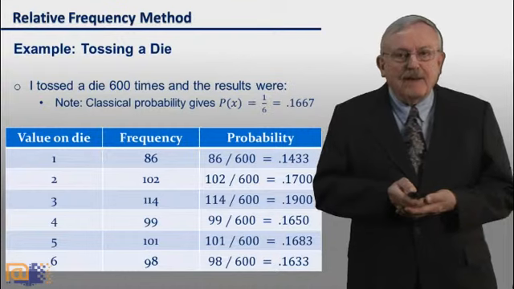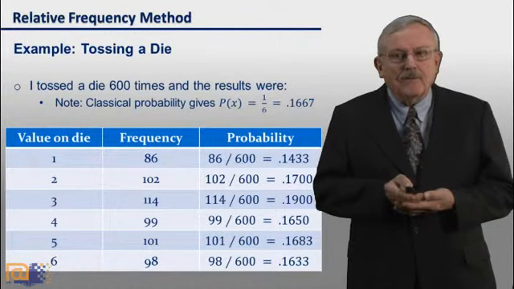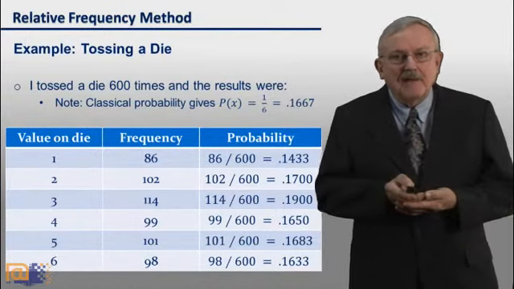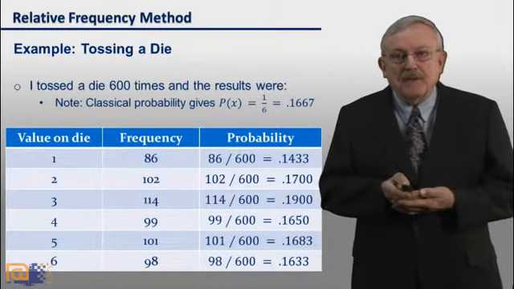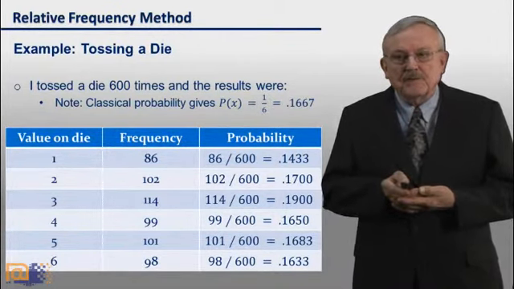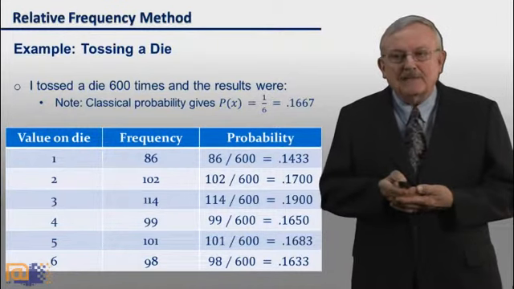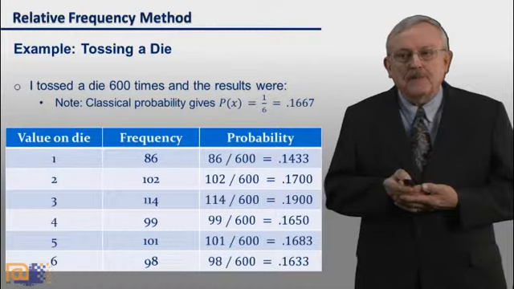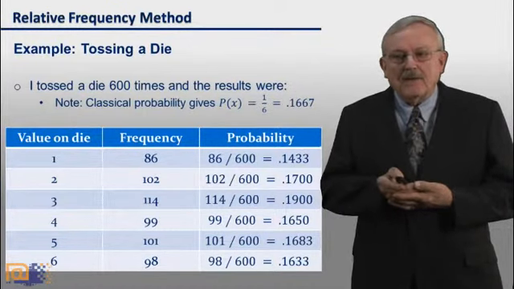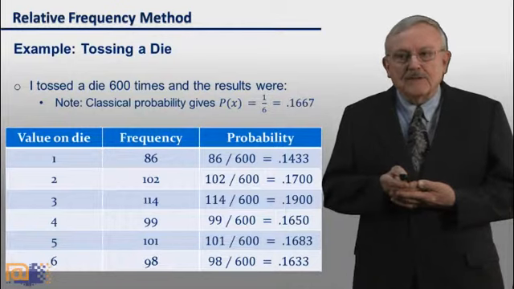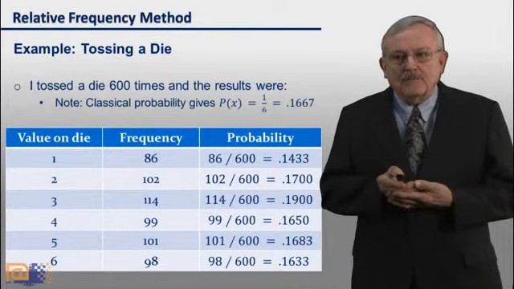In rolling a fair die, the possible outcomes are 1, 2, 3, 4, 5, and 6. And in this experiment, we're tossing a fair die 600 times and documenting the number of times that each one of our outcomes was observed. In this case, we observed a 1 86 times, a 2 102 times, 3 114 times, and so on. Once we document all of those outcomes, we divide each of those frequencies by 600, and that gives us the resulting probability for each of those outcomes.